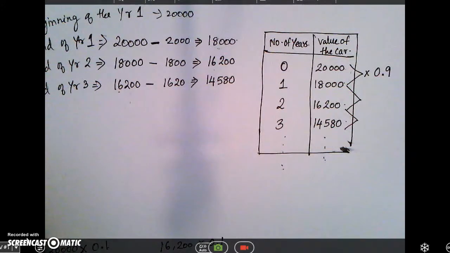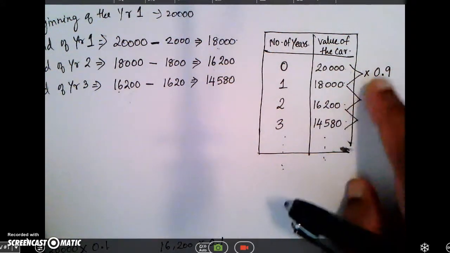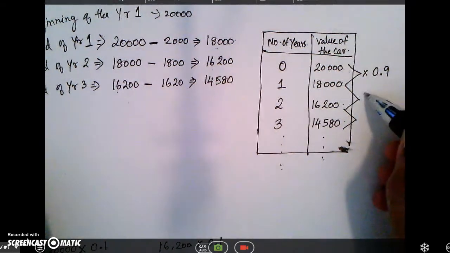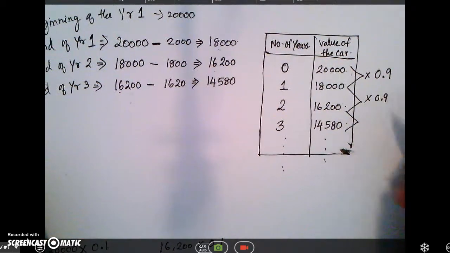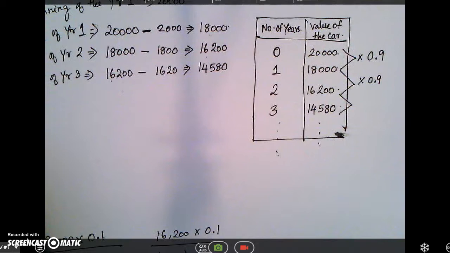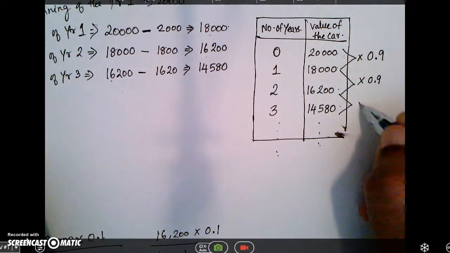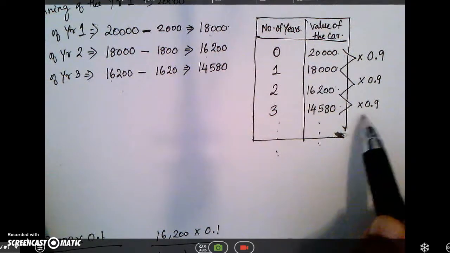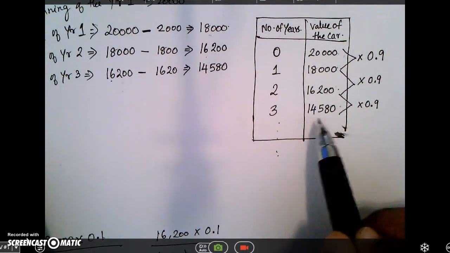All right. So next, I want to see if it is a common ratio. So 16,200 divided by 18,000, again, it is 0.9. So I am seeing a pattern which I like. 14,580 divided by 16,200 is again 0.9. So 16,200 multiplied by 0.9 is going to give you 14,580.